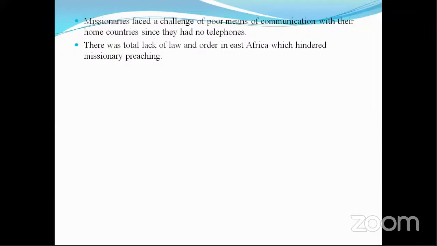There was a total lack of law and order in East Africa, meaning that the king's word was final. The chief's word in the different societies was final. You understand? There were no laws, there was no constitution governing these East African societies. At the end of the day, it became so hard for the missionaries to get the justice they desired. So I believe that point is also clear.